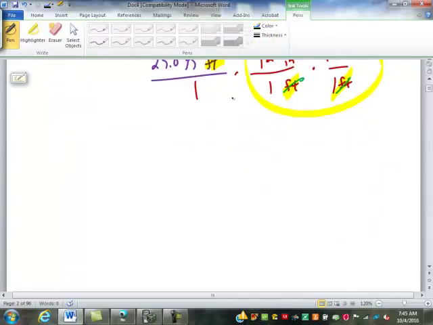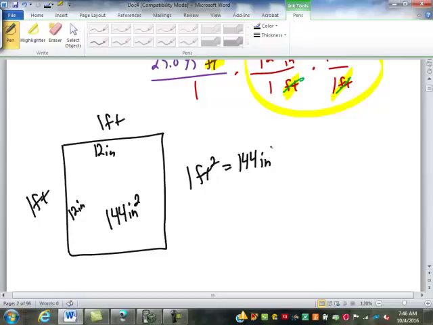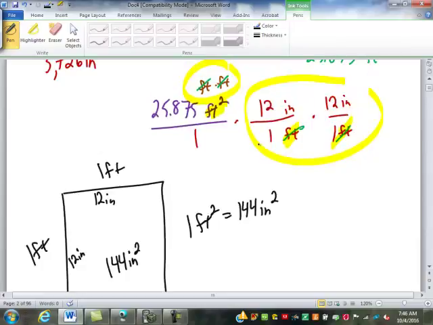Another way you could look at it is just like this. 1 square foot is defined to be 1 foot by 1 foot. Well, 1 foot is 12 inches, so that's 12 inches by 12 inches. If I'm looking at area, 12 inches by 12 inches, 12 times 12 is 144 square inches. So 1 square foot is 144 square inches because it's 12 by 12. And again, you can think of it like this. Since it's squared, you have to do the conversion factor twice.